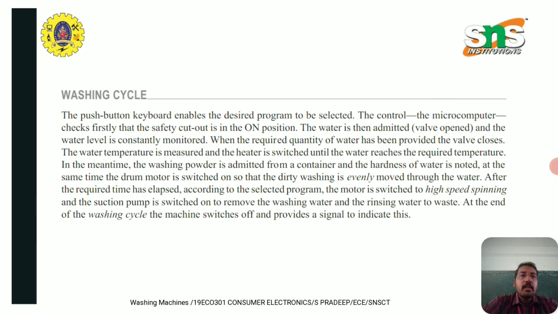In the meantime, the washing powder is admitted from a container and the hardness of water is noted. At the same time, the drum motor is switched on so that the dirty washing is evenly moved through the water. After the required time has elapsed, according to the selected program, the motor is switched to high speed spinning and the suction pump is switched on to remove the washing water and the rinse water to waste. At the end of the washing cycle, the machine switches off and provides a signal to indicate this.